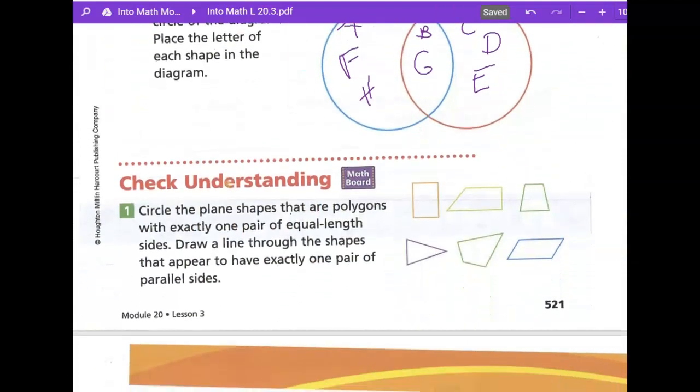Circle the plane shapes that are polygons with exactly one pair of equal length sides. Draw lines through the shapes that appear to have exactly one pair. So go ahead and do that, and then come back and check your work.